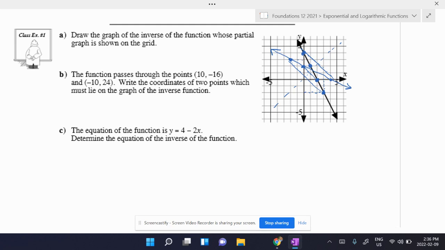The function passes through the points (10, -16) and (-10, 24). So if we're writing the inverse, I would have (-16, 10) and (24, -10). The equation is y equals 4 minus 2x. So if we're going to solve this, I would say x is equal to 4 minus 2y, and then we solve for y. So backwards BEDMAS.